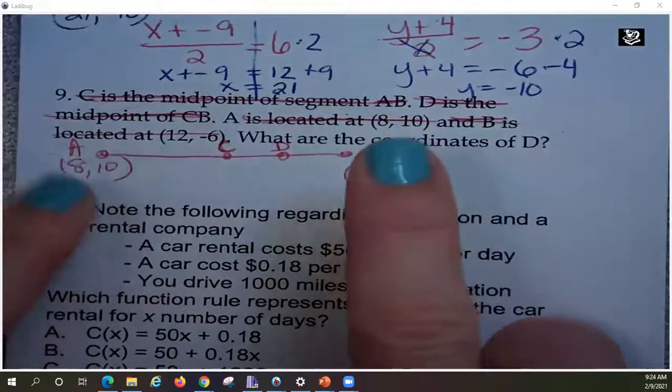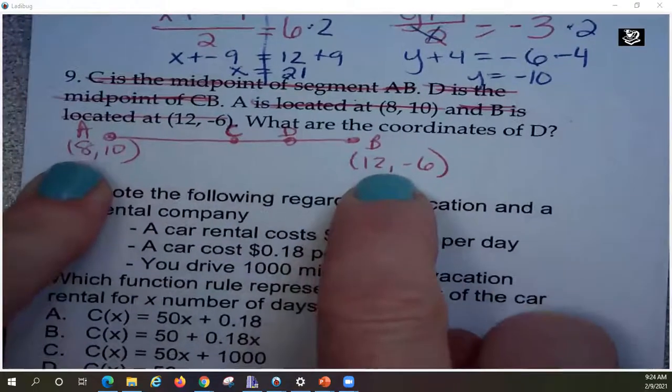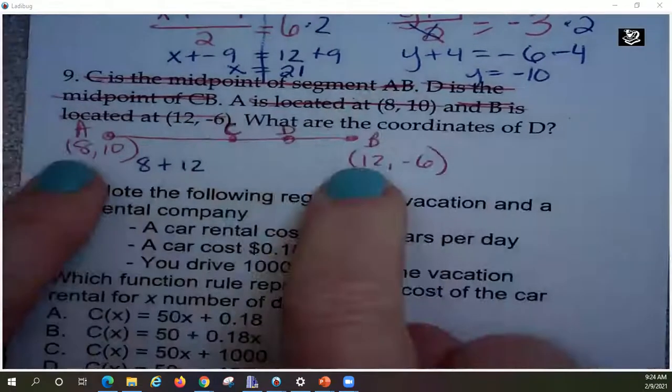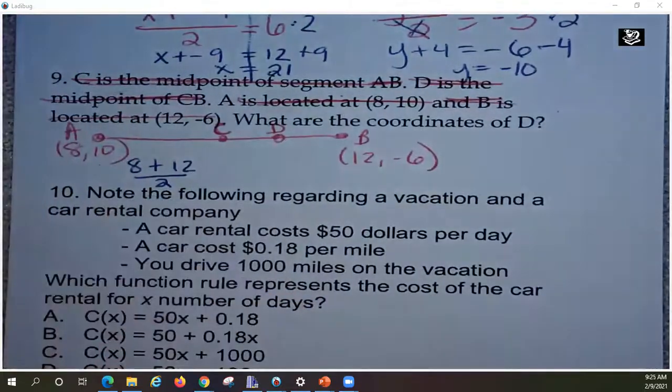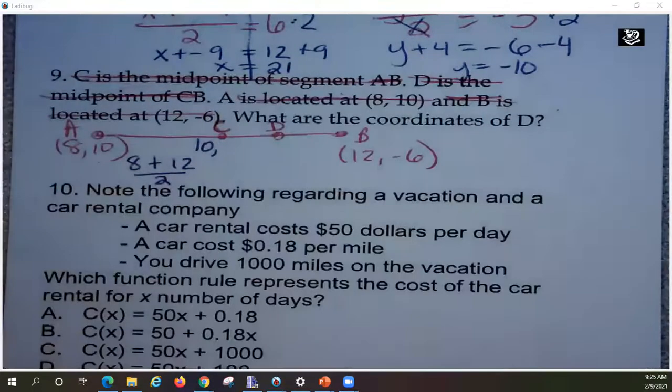Okay. So guys, when you're trying to find the one in the middle, you take the two ends, which in this case, I have them. So I do 8 plus 12. You add the two ends and you divide it by 2. Well, this one doesn't have any X's in it. I can just straight up do it. Okay. Mia, what's 8 plus 12? 20. Divided by 2 gives me 10. So my first coordinate is 10.